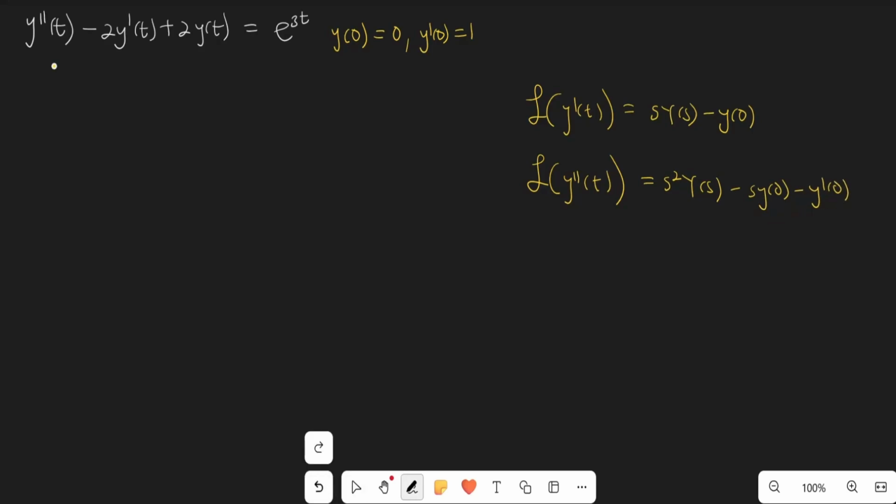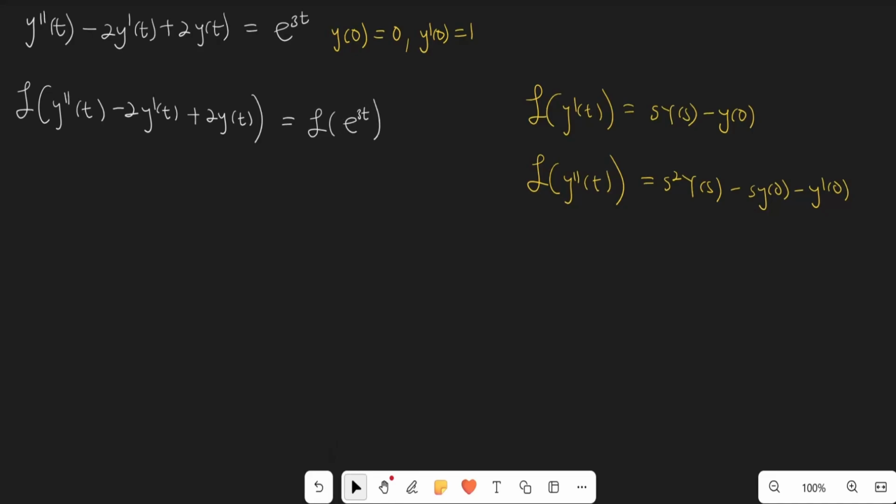Cool. So to solve the differential equation, we will have to apply the Laplace transform on both sides. So that's what we have been doing. Now let's go ahead and do that. I'm just going to take the Laplace transform of the left hand side, which is y prime prime of t minus 2 times y prime of t plus 2 times y of t, and this is equal to the Laplace transform of e to the 3t.